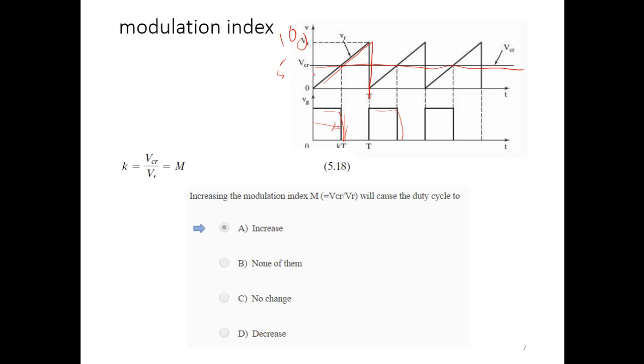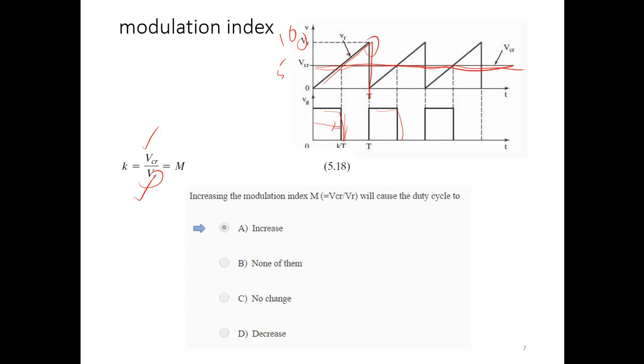And if you make VCR equal to 0, this will be 0. That means that the duty cycle is the VCR divided by VC, where VC is the maximum value you can have. That ratio, this divided by the maximum one, is the modulation index.